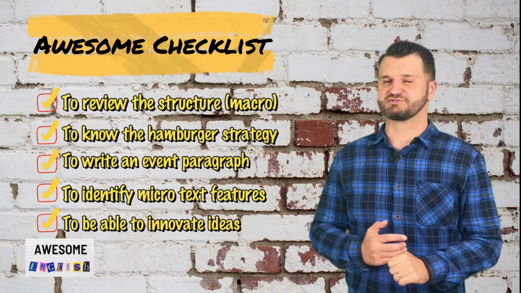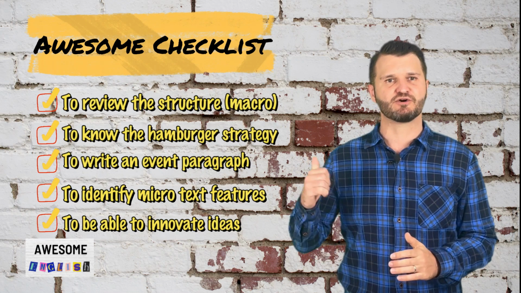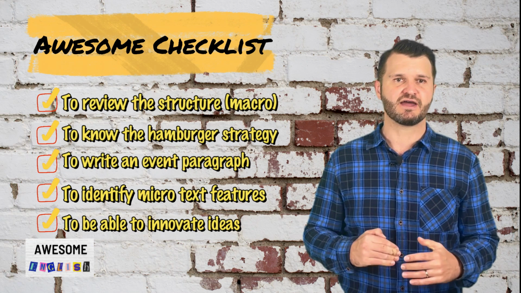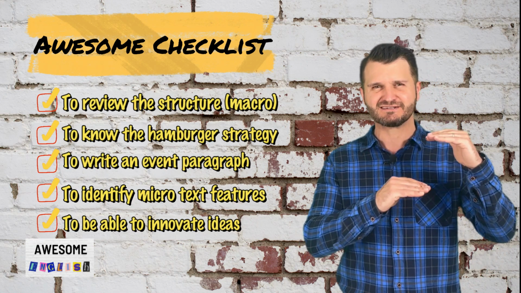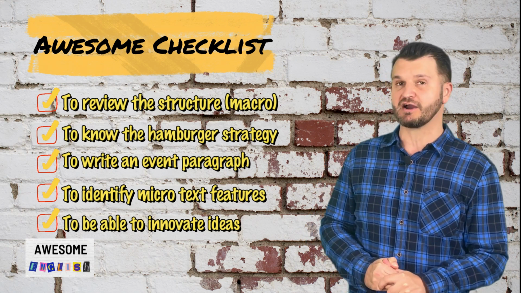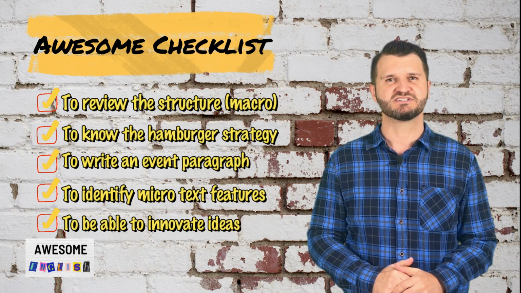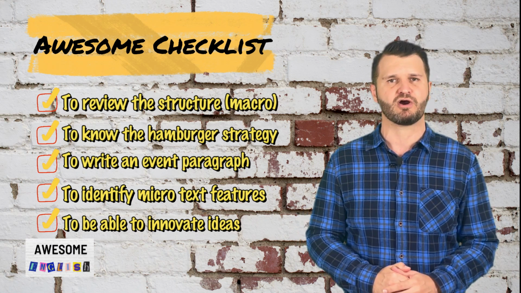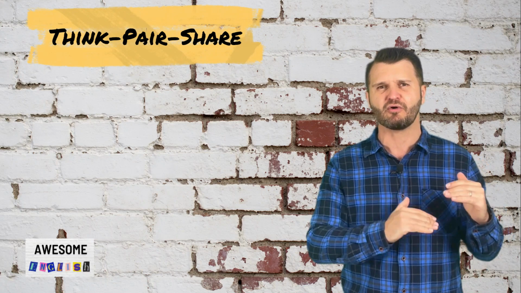Okay, welcome to our awesome checklist for today's lesson. These are the objectives we want to achieve by the end of the lesson. So the first one is to review the structure or the macro of a recount text. Then to know the hamburger strategy. Next, to be able to write an event paragraph for the body section of our recount. Then to be able to identify those micro elements and grammar features of a recount. And finally, to be able to innovate ideas and write them in your own words to draft your own event paragraph.